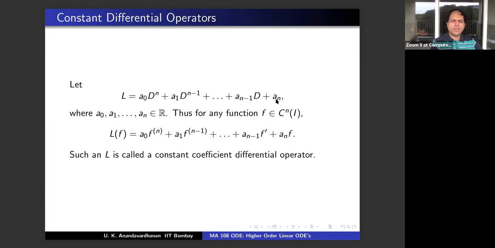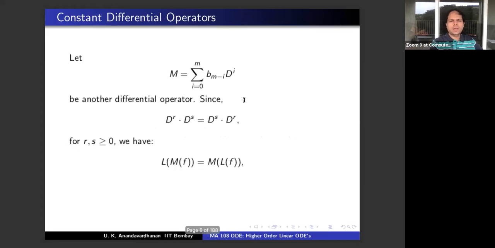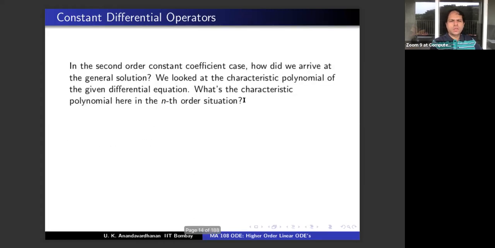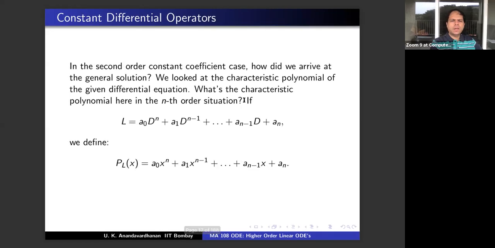So what will you cancel? So e power mx will be there. E power mx you can cancel because it is never 0 and therefore you have got a polynomial in m. That is your characteristic equation. So if this is the operator, we define this to be the characteristic polynomial, right? If you substitute e power mx, what you will get is exactly PL at m. That is easy to check. So this is defined as a characteristic polynomial.